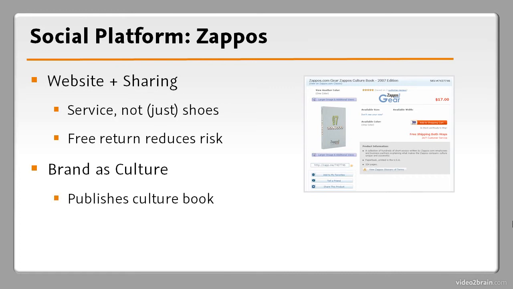Zappos publishes a culture book. All employees participate in this. It's a way of signaling both to the outside world, here's who we are and here's what we stand for, and a way of signaling to the inside world, right? Inside the organization, this is who we are, this is what we stand for. And then when those two things line up, you just get this amazing conversation around Zappos online in social channels that just absolutely propels the brand.